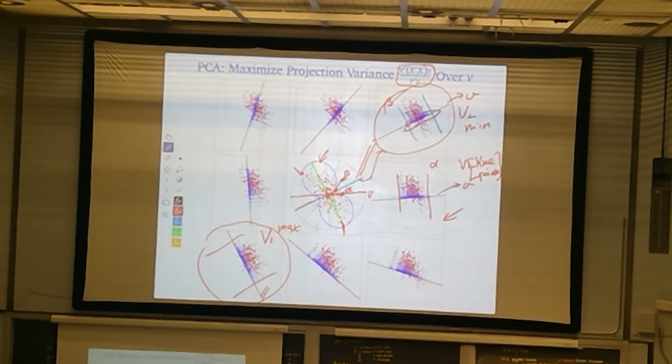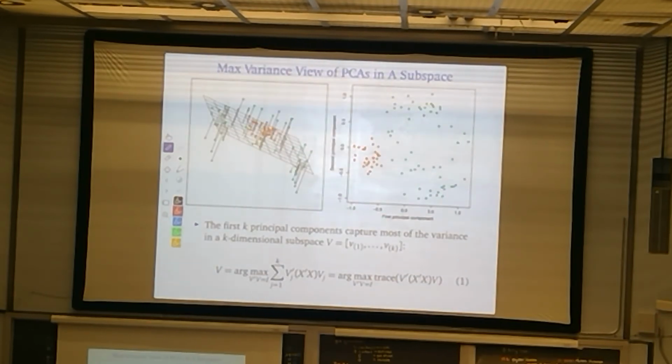So you can see that for these Gaussian distributed points, the first PCA direction is aligned with the major axis. The minor axis goes for the least eigenvector, which minimizes the projection variance. Okay? That's the criterion.